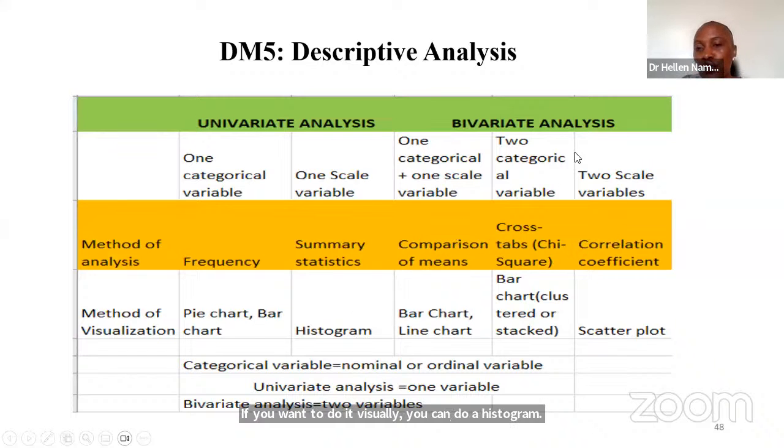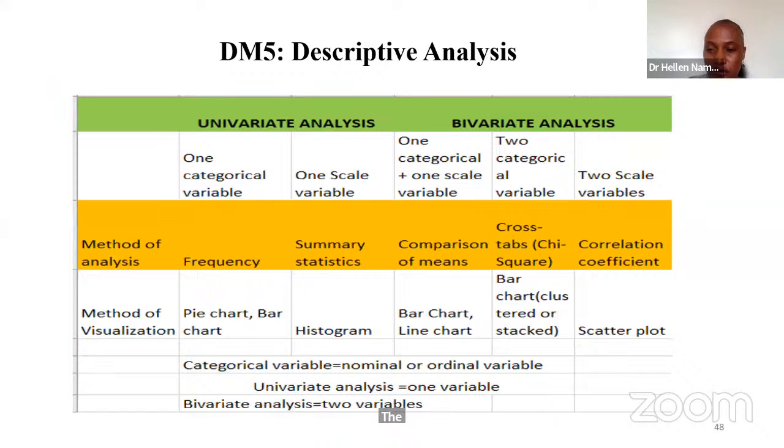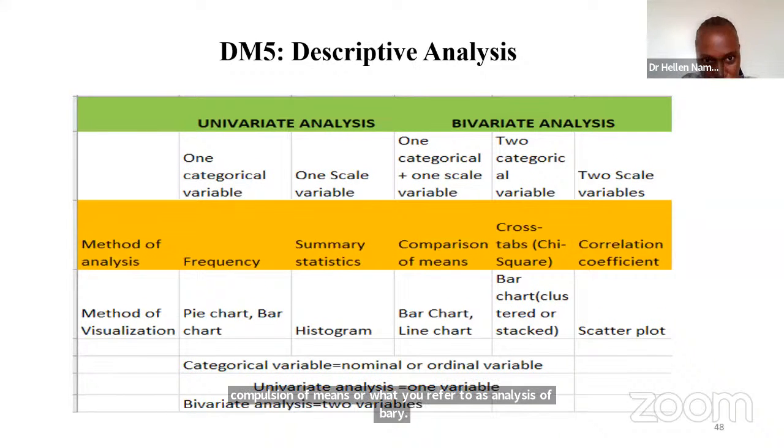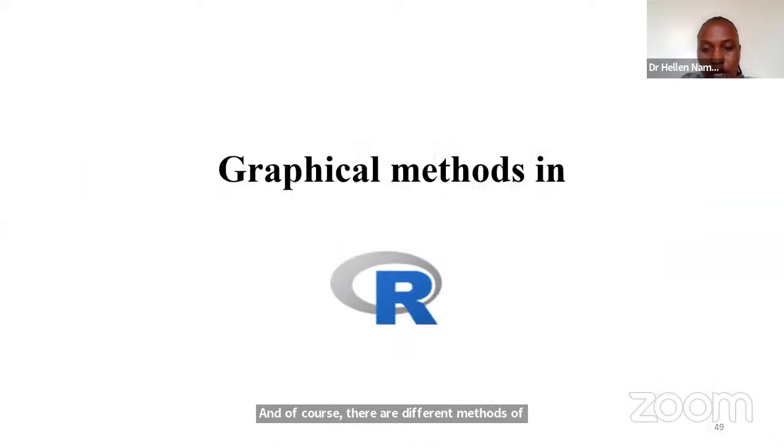In the case of two categorical variables, the method of analysis we use is chi-square. If there are two continuous variables, we use a correlation coefficient. If it's one categorical and one scale variable, we do a comparison of means, or what you refer to as analysis of variance. And of course, there are different methods of visualization that we can use.